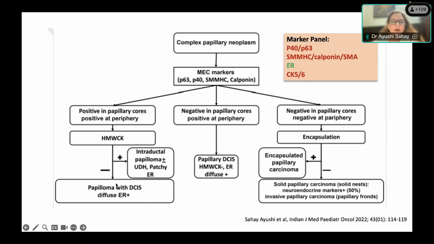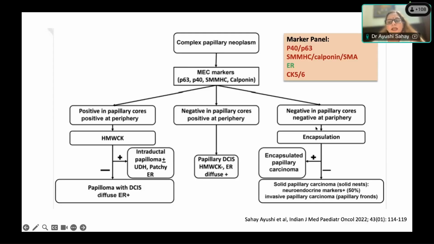If you have an absence of myoepithelial markers and a diffuse ER, then you are looking at a papilloma with DCIS arising within it. You still have myoepithelial markers at the periphery and at the cores, but you have a solid area which is showing DCIS, which is having diffuse ER. Then if you have the myoepithelial markers negative at the core and positive at the periphery, you are looking at a papillary DCIS. It will also show you diffuse ER and loss of CK56.